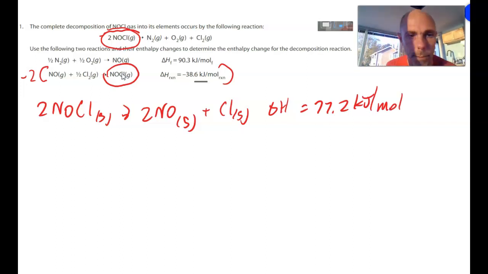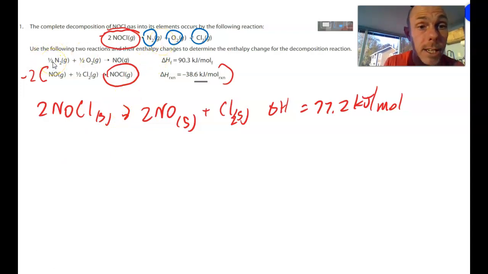All right, looking good. So then I go to the product side of the reaction I'm trying to find, and I notice that I need nitrogen and oxygen and chlorine on the product side. Well, I already have the chlorine on the product side from having flipped this second reaction. And it's Cl2, not Cl, I'm noticing. I made a little typo there, it's Cl2. But I need N2 and O2 on the product side.